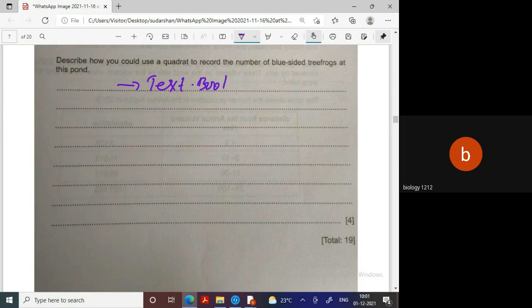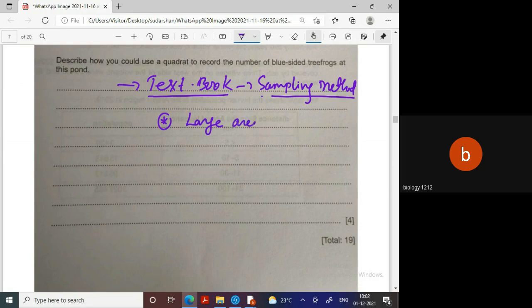In the EVM textbook, you already have the sampling method. So this is the direct question. You can just directly go with the sampling method, how it is done. I'll just give a few points here. What you're doing is dividing the large area basically into quadrants.